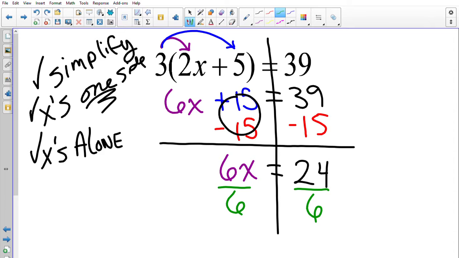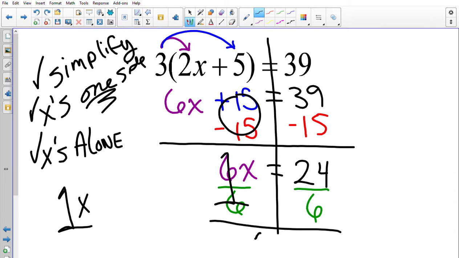Remember that we choose to do this. The reason that we do this is that we are wanting to get 1x. 6 over 6 is 1. 1 times x then leaves you with x equals 24 divided by 6, which is 4. So we should have had a solution of x equals 4.